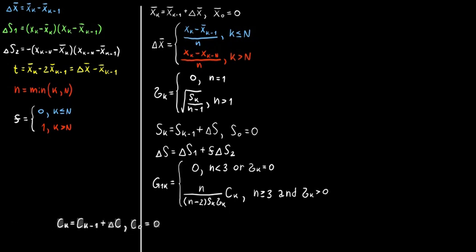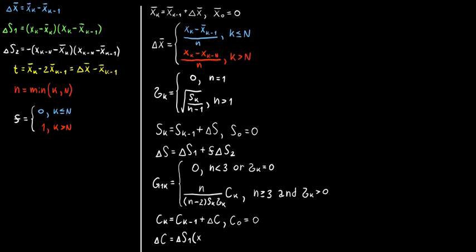Now, the way we calculate the current sum of cubes stays the same, but delta c can now be calculated as delta s1 times the current measurement plus t plus f times delta s2 times the oldest measurement plus t minus 3 times the current sum of squares times delta x bar.